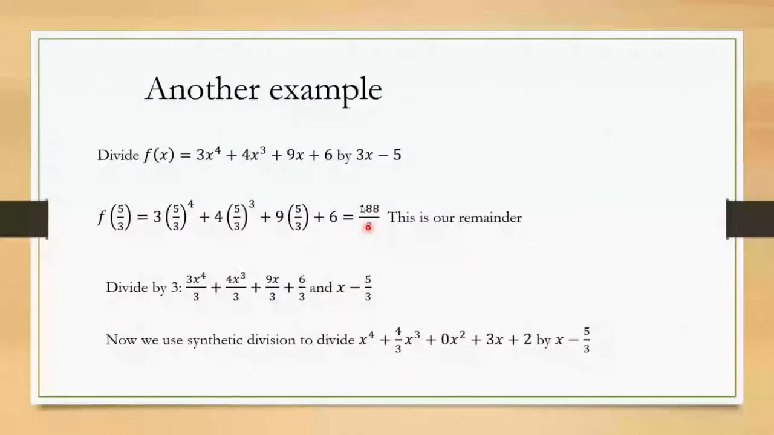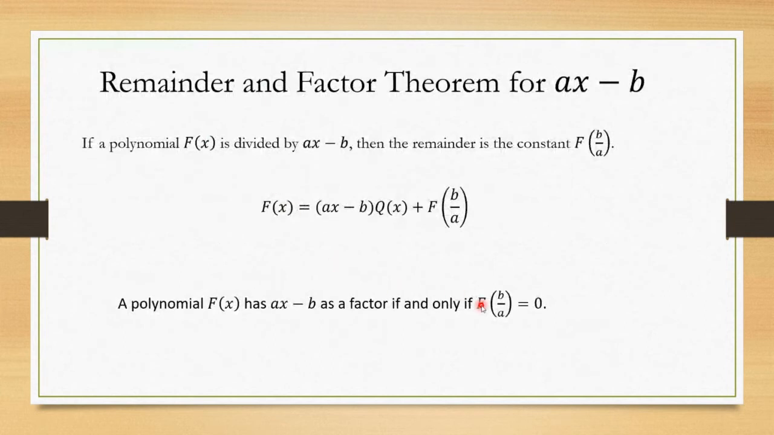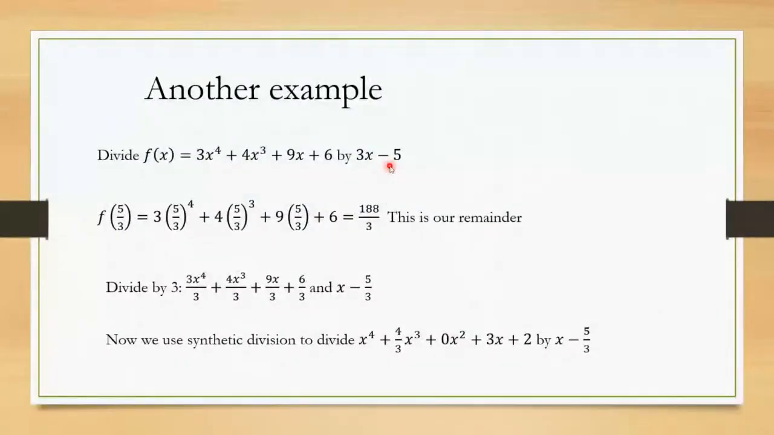All right, let's do another example. So here we have this thing. We're going to divide by 3x minus 5. And right away, we can calculate the remainder. This is our capital F, which is our little f here. The remainder is the dividend evaluated at b. So we're evaluating at 5 over 3. In this calculation, I did it using the Desmos calculator. You end up getting this. So this is going to be our remainder.